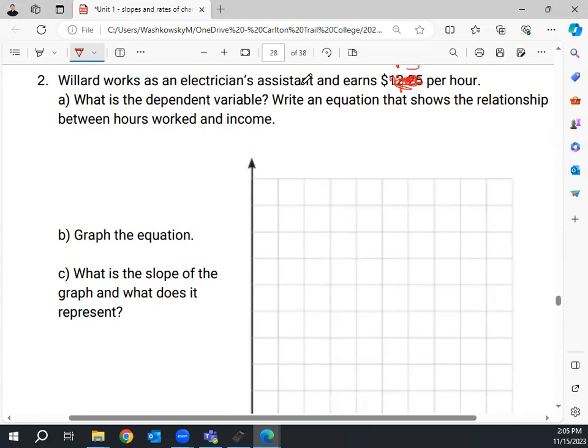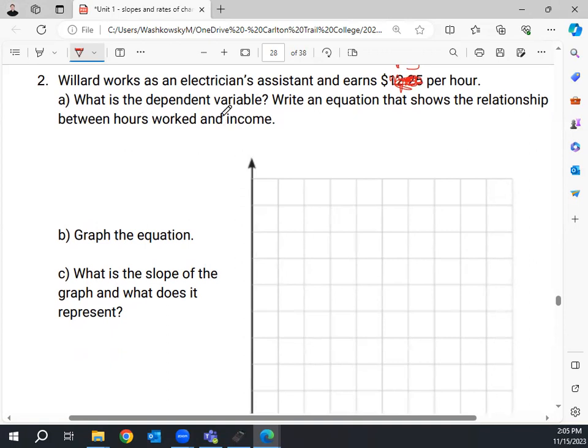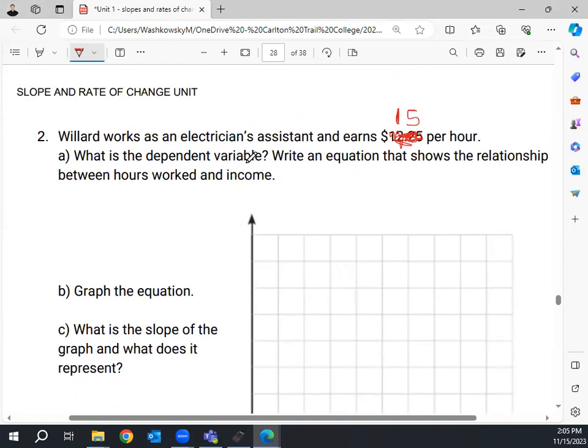So we have an electrician assistant. They earn $15 an hour. First off, you'll earn way more than that. But the first question here is asking us, what's the dependent variable? Before I even go into that, what are the two variables I have? What are the two things that I'm measuring in this sentence here?